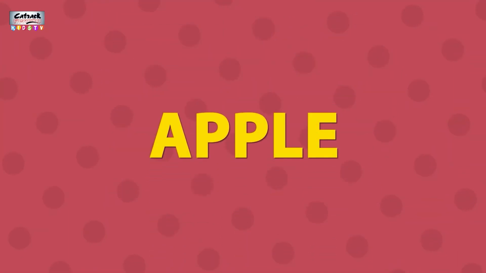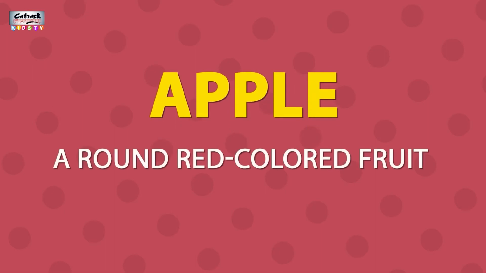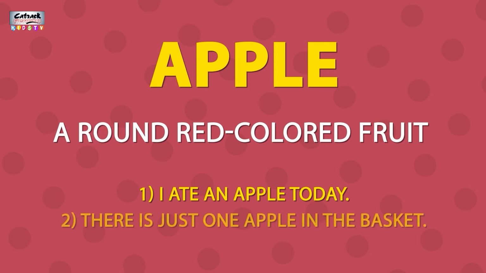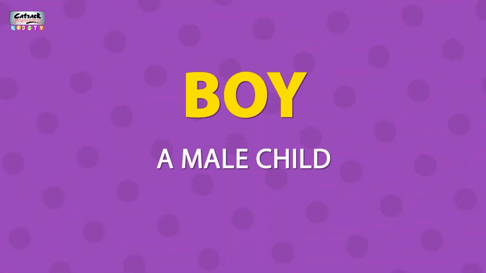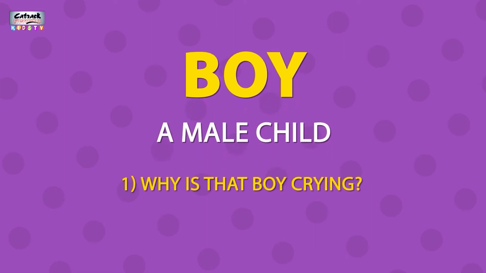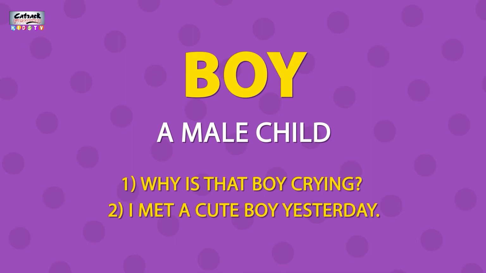Now let's know new words. Apple, a round red colored fruit. Example sentences. Number 1. I ate an apple today. Number 2. There is just one apple in the basket. Boy, a male child. Example sentences. Number 1. Why is that boy crying? Number 2. I met a cute boy yesterday.